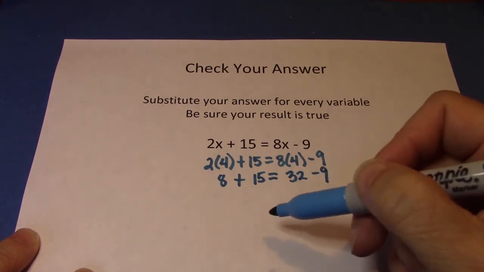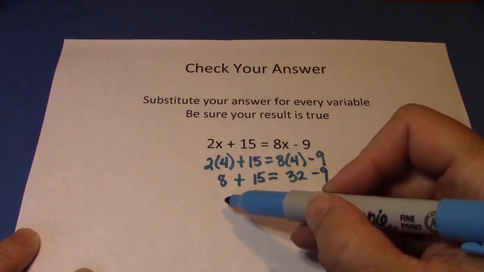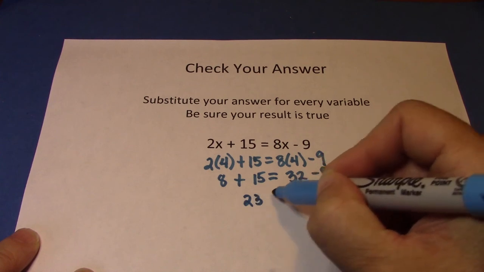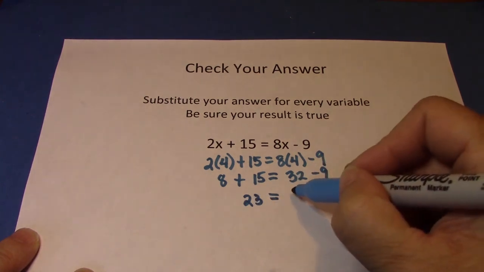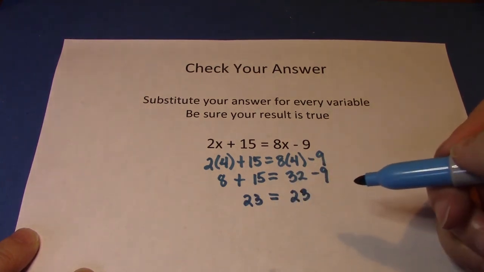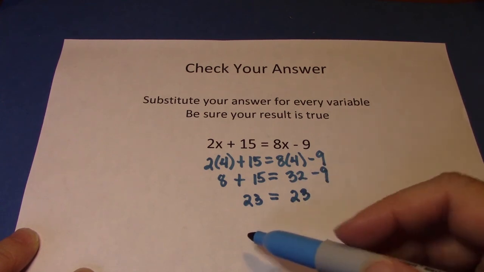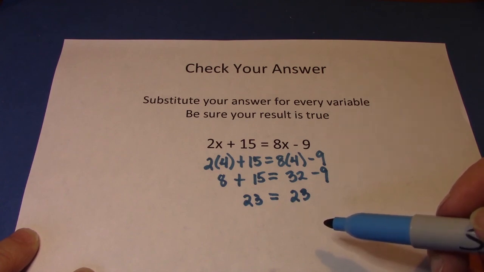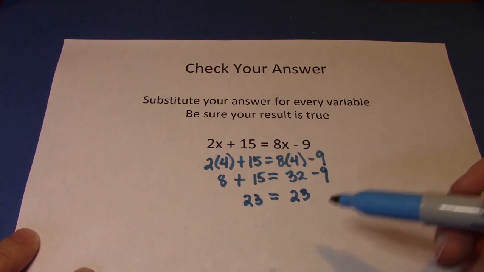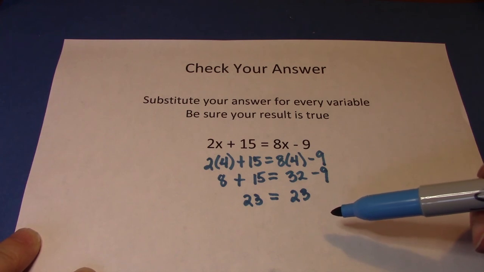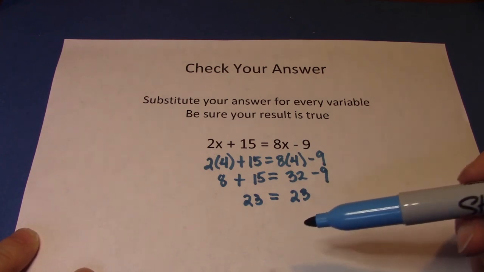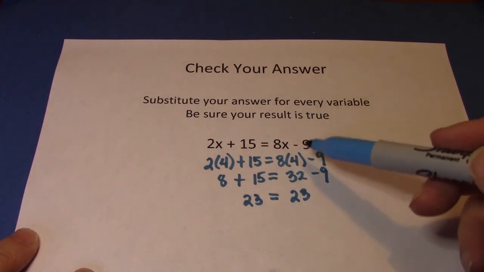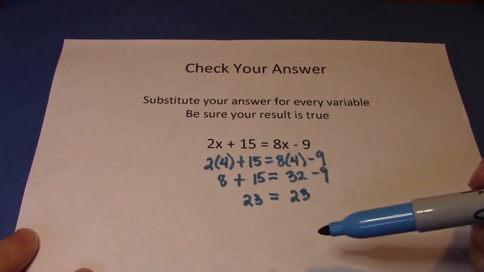Now we'll do the addition and subtraction. 8 plus 15 is 23. 32 minus 9 is 23. So that's true. 23 does equal 23. So the answer checks out and it's right. If you go through this process and you get a result that isn't true, like 3 equals 4, then you know either your original answer was wrong or maybe you made a calculation mistake when you checked your work.